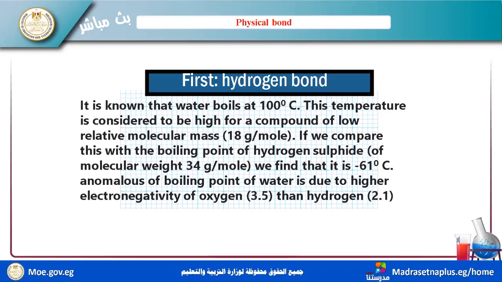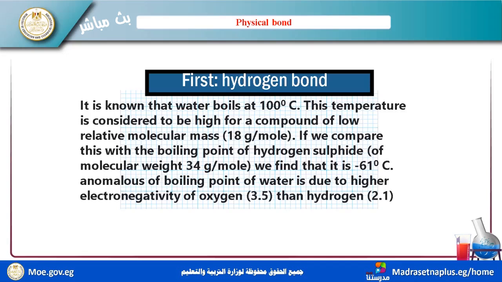I have many examples for that, and I have many theories that explain or illustrate the formation of covalent bonds, like octet, VSEPR, and VBT. Each theory explains the formation of the covalent bond according to its view. Okay, now we'll move to physical bonds. I have many types of physical bonds: hydrogen bonds and metallic bonds.